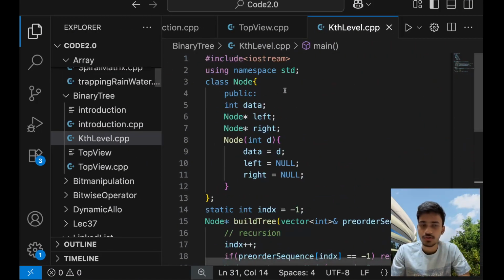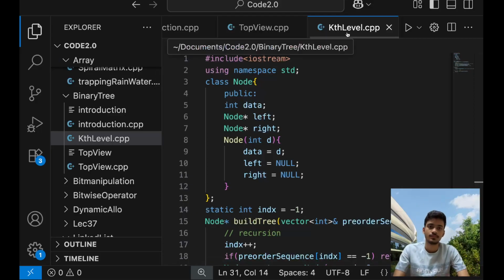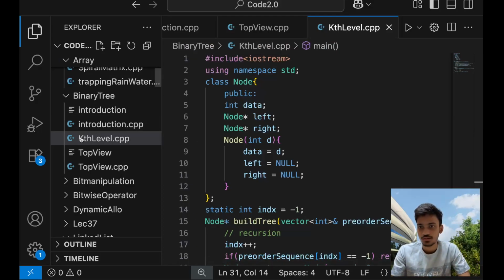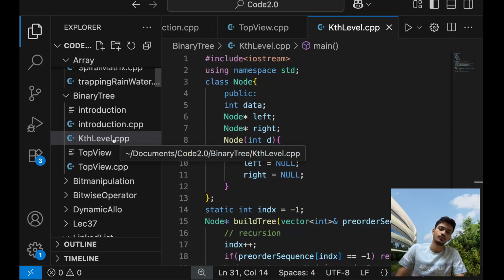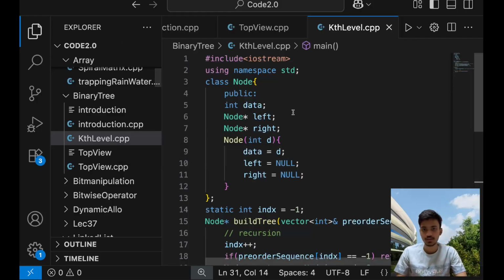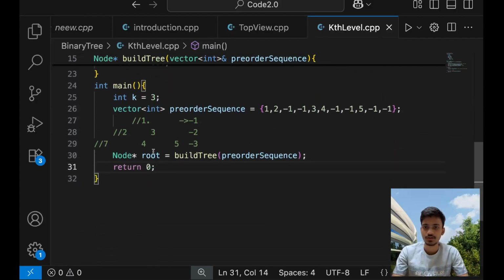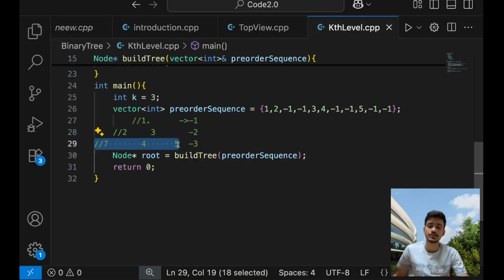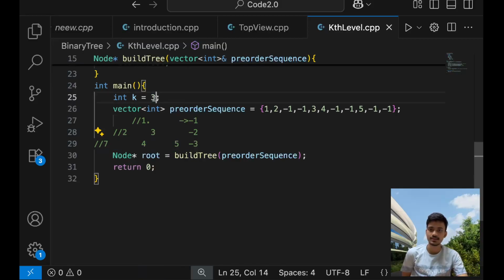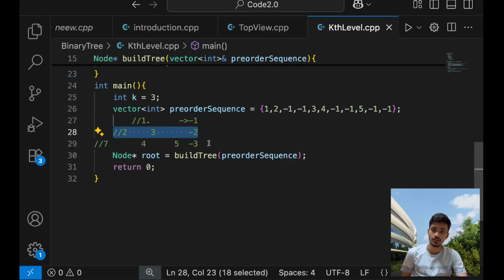So today we are going to code kth level nodes of a binary tree. This is a very nice question where you are going to learn about printing elements of the kth level. Okay, see, the k is our 3. This is the first level, this is the second level, and this is the third level of a binary tree.